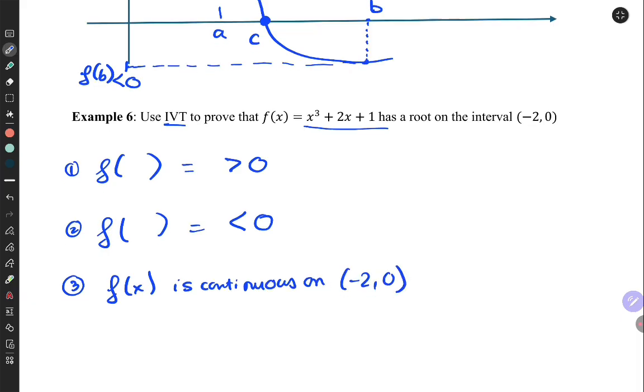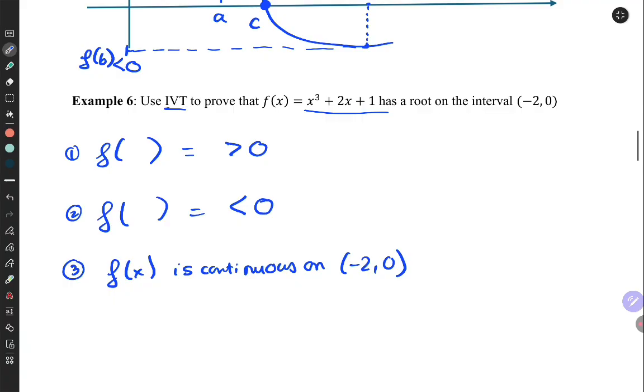This one is easy. Technically, this one should be the first one. Is it continuous between -2 and 0? This function. Do I need to do anything? It's continuous, right? Why? Polynomial. Therefore, continuous, technically not just in that interval, continuous everywhere.